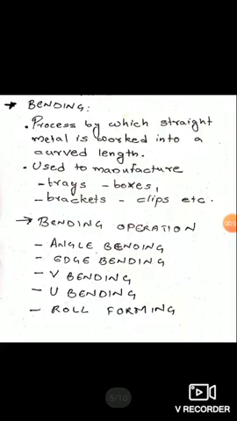Next topic is bending. Bending is the process by which straight metal is worked into a curved length. It is used to manufacture trays, boxes, brackets, clips, etc. It is a non-cutting operation.